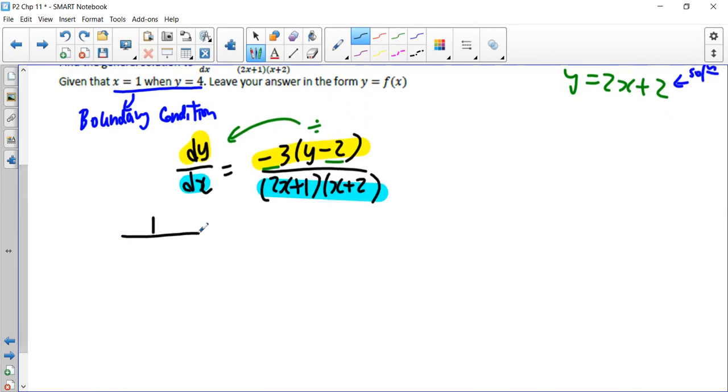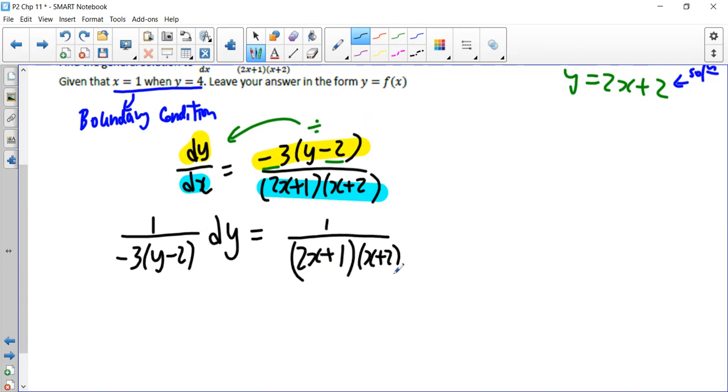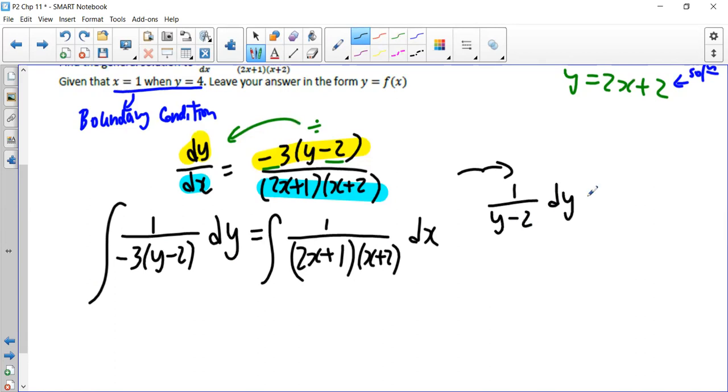One is where you move the minus 3 to the left hand side, so you divide everything. So it becomes 1 over minus 3 bracket y minus 2 dy equals 1 over 2x plus 1 bracket x plus 2 dx. That's option 1. Or option 2, which is you keep the minus 3. Now, either way is fine. So it'll be 1 over y minus 2 dy equals minus 3 over 2x plus 1 bracket x plus 2 dx.